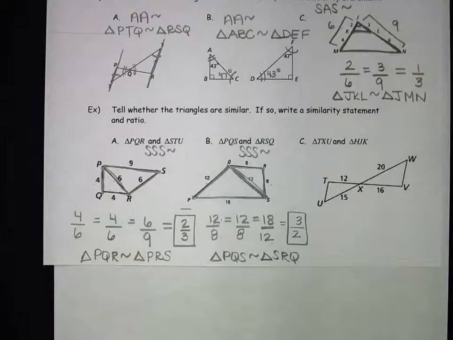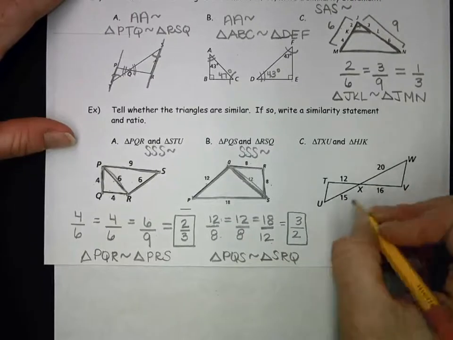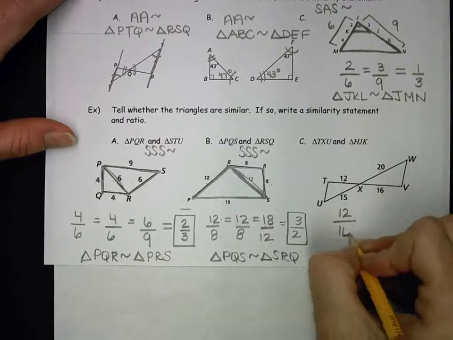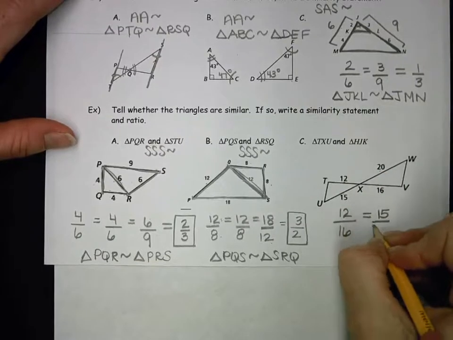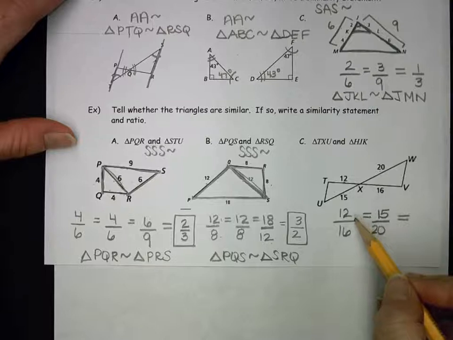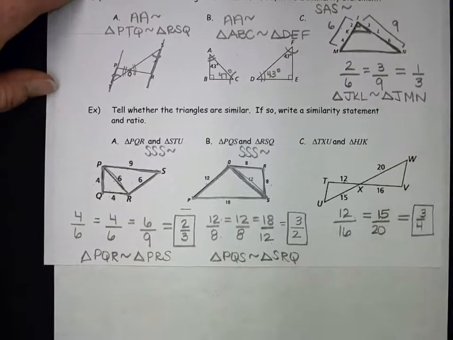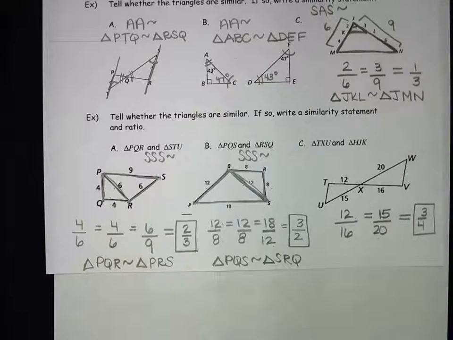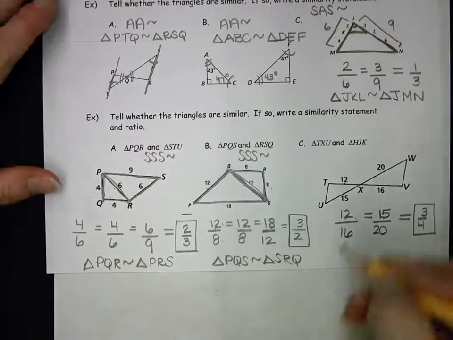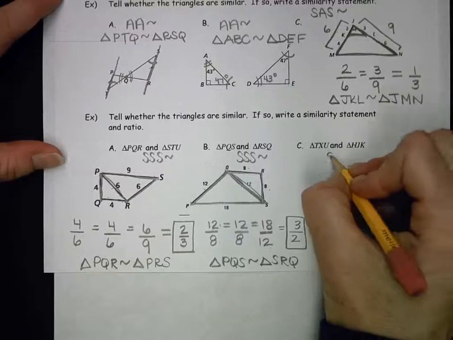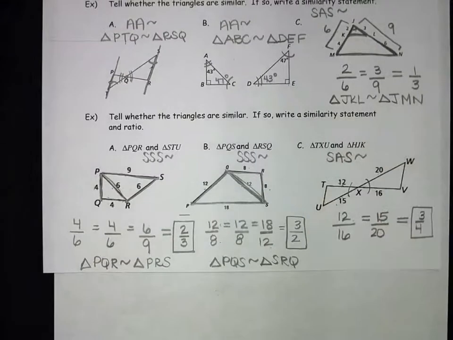On our last example, tell whether they are similar. So the first thing we're going to do is get our similarity ratios. 12 is the smaller of the two pieces, so that will have to match 16. 15 will have to match 20 if it were to work. If you reduce each of these, you will get 3/4. Because they both reduce to 3/4, we have a similarity ratio that is consistent. We then also know that these angles are equal because of vertical angles. So because of our side angle side similarity, we can say these two triangles are similar.